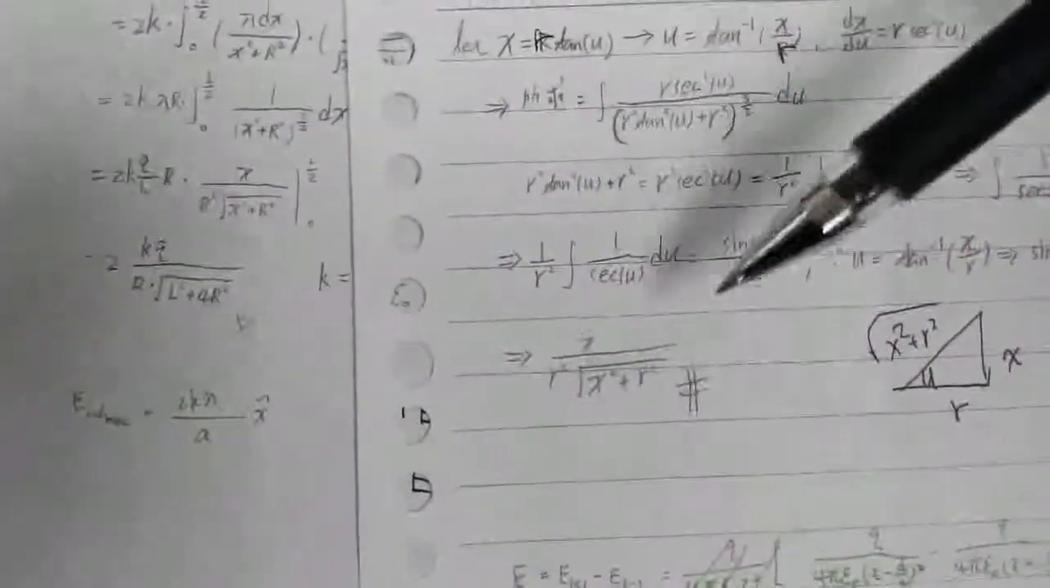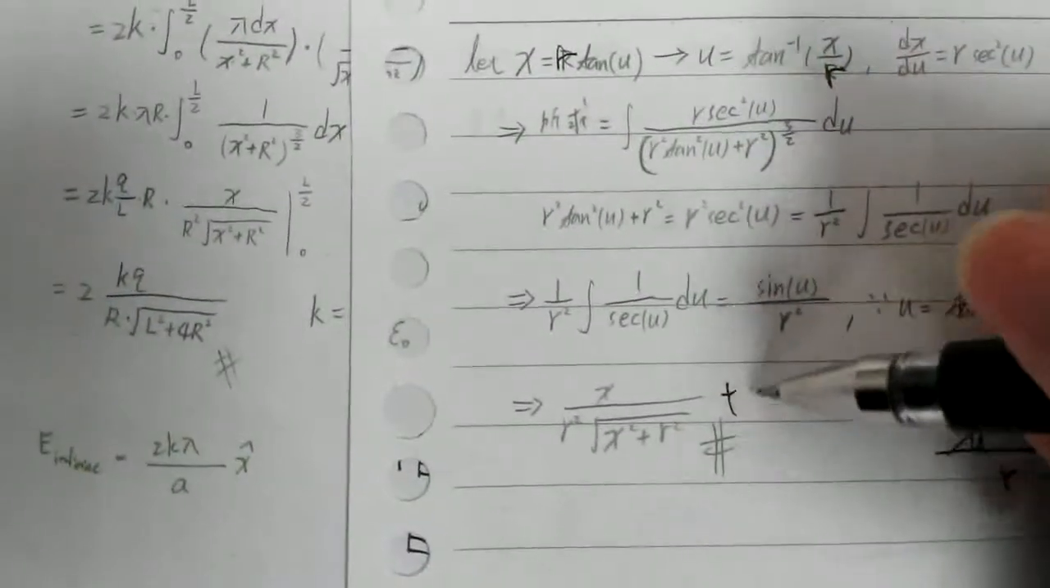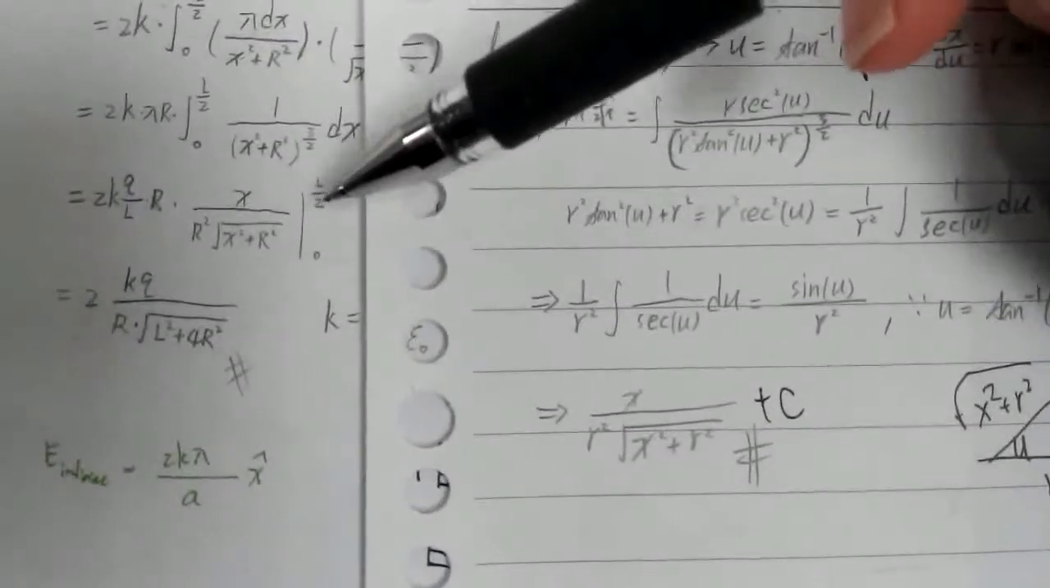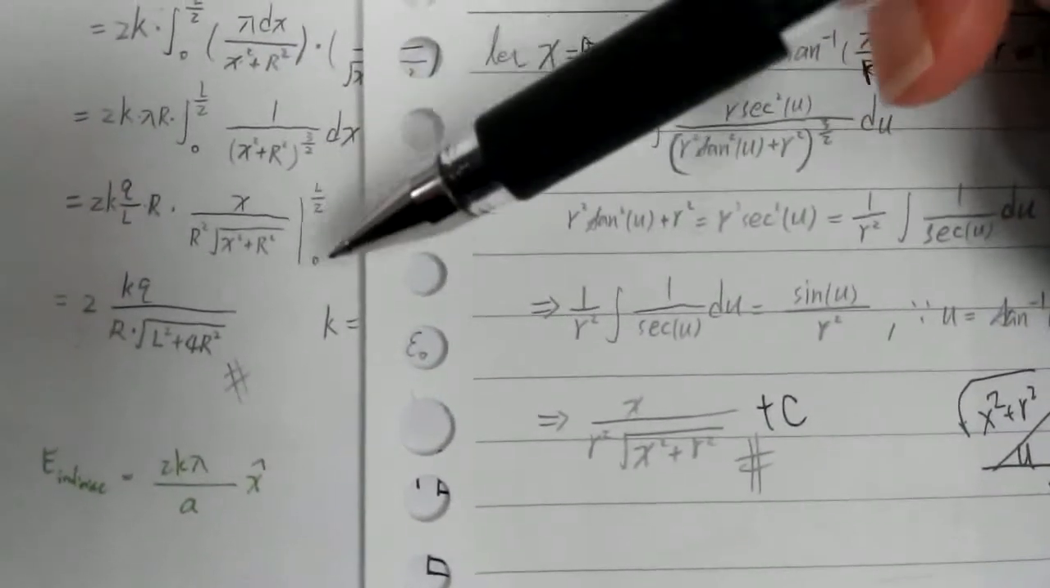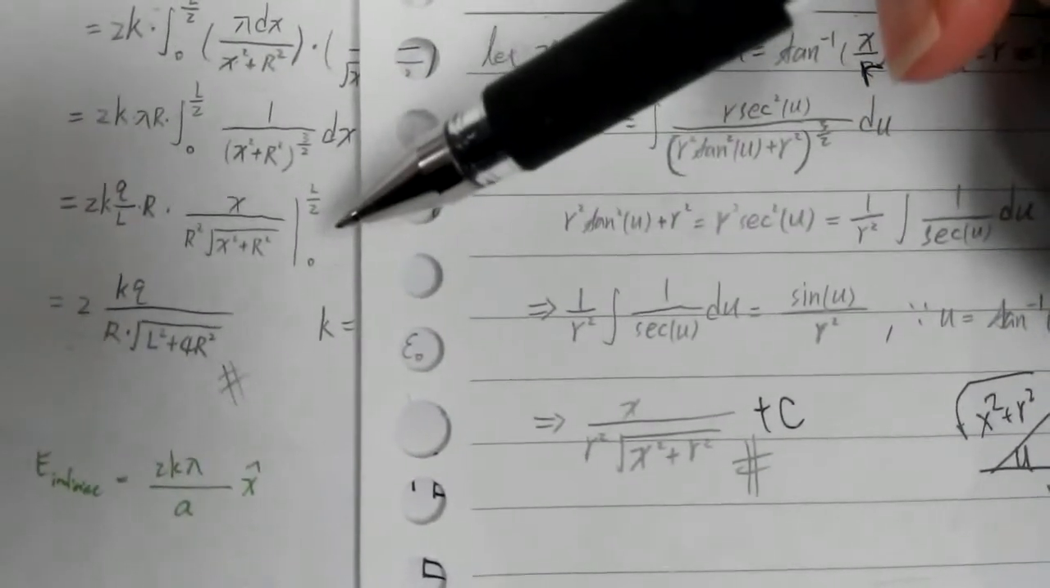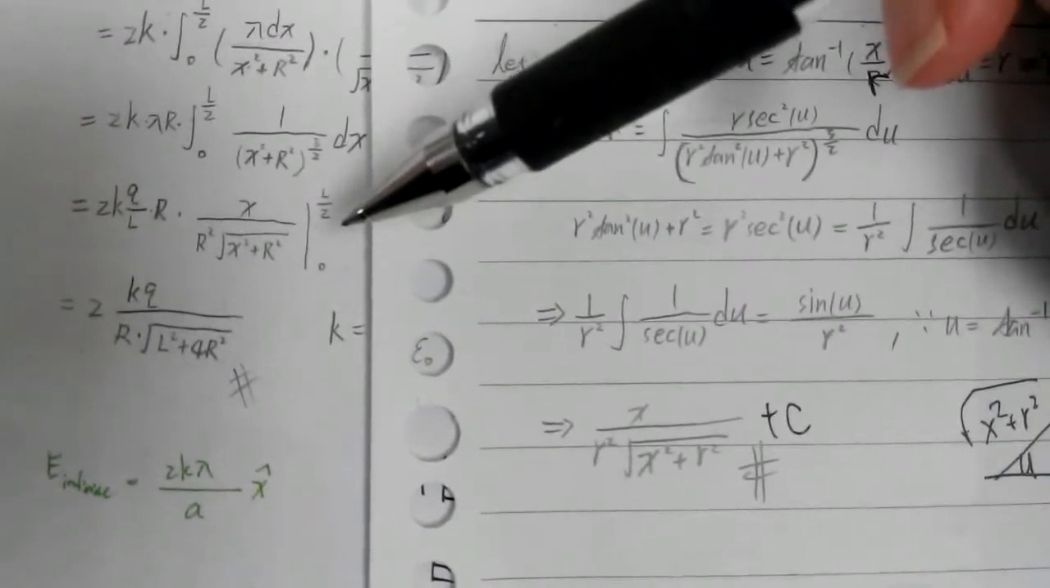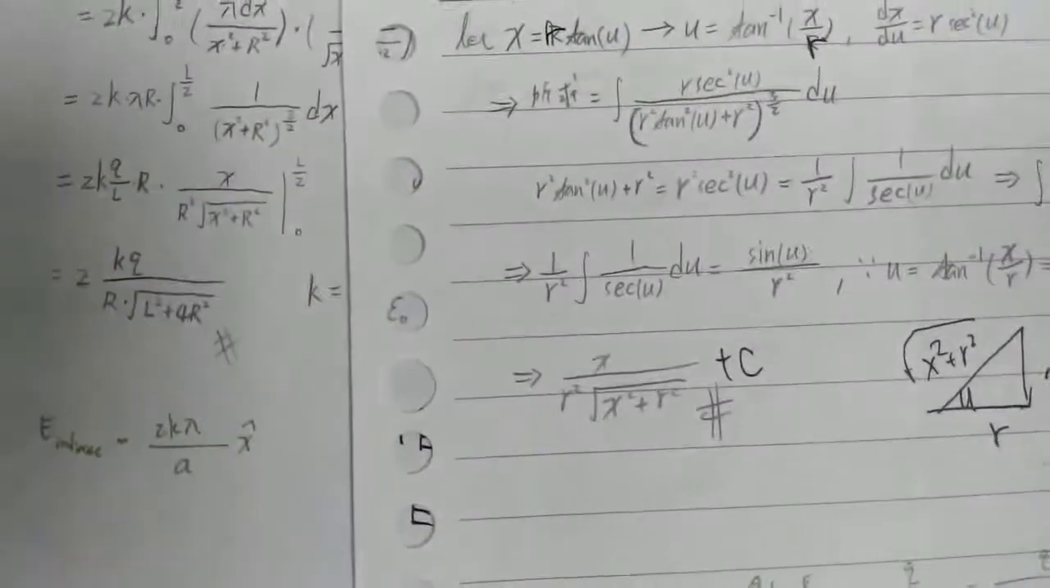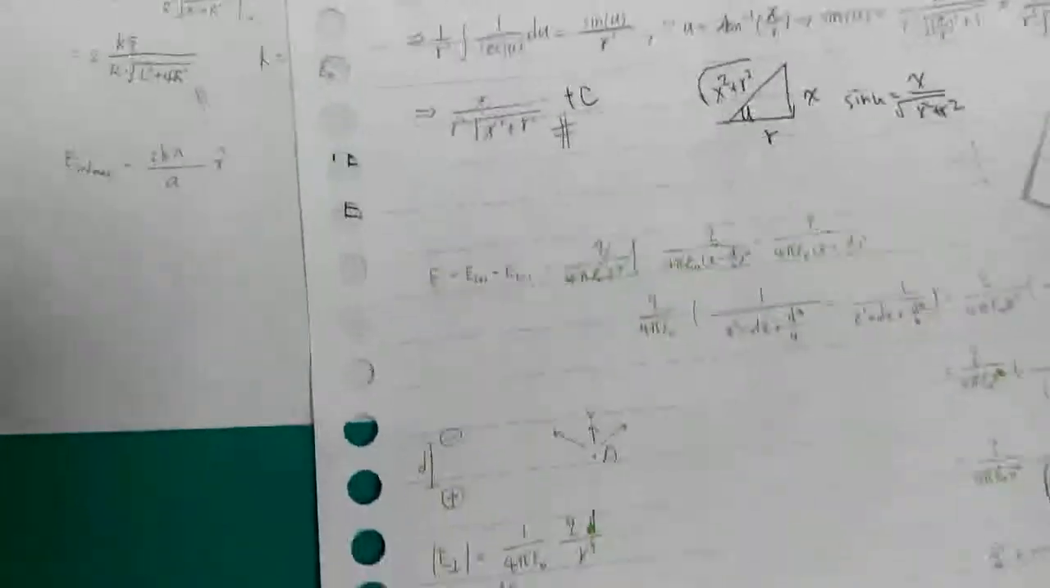So this will be this plus c. So that's why we can take the boundary 0 to half of the length, L divided by 2. Okay, so that's all we have.